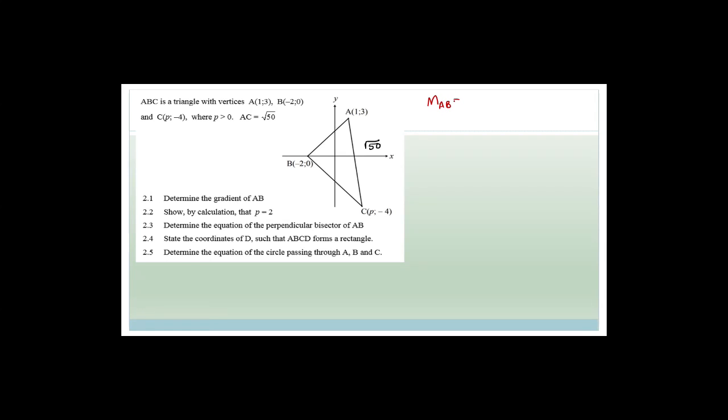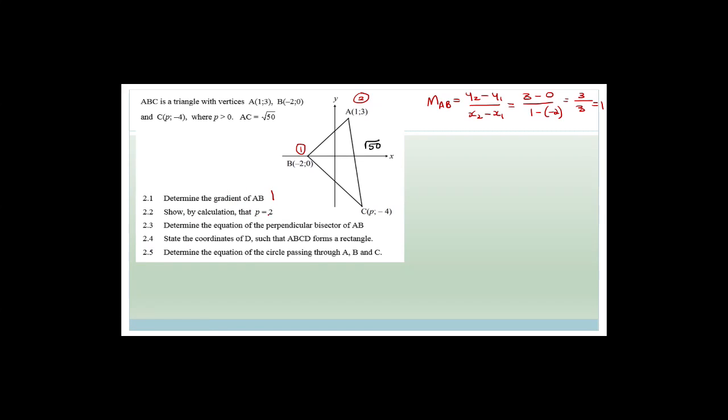m of AB is going to be y2 minus y1 over x2 minus x1, which is obviously the formula on your formula sheet for the gradient. It doesn't matter which point you call 2 and which point you call 1, as long as you keep them consistent. In other words, if this is x1, you can't then be using this as y2. So let's call this point 2 and this point 1, just because we can. So that's 3 minus 0 over 1 minus minus 2, which becomes 3 over 1 plus 2, which is 3 over 3, which is 1. So the gradient of AB is just 1.